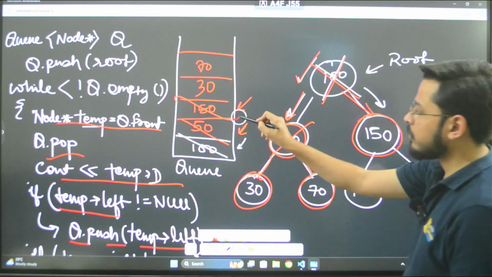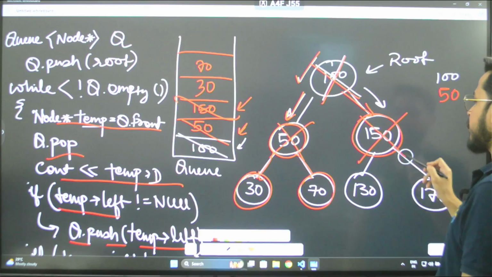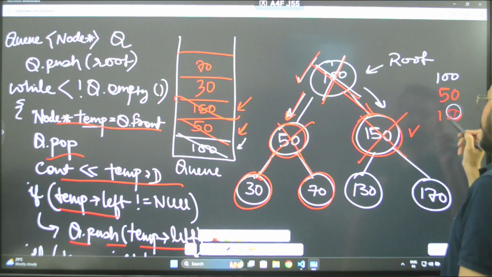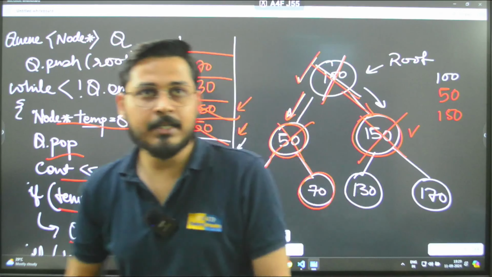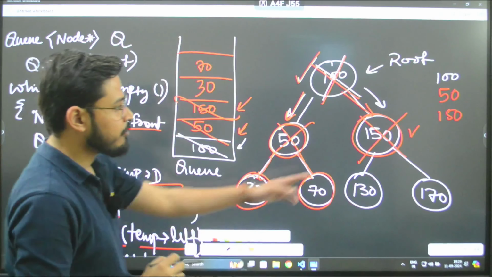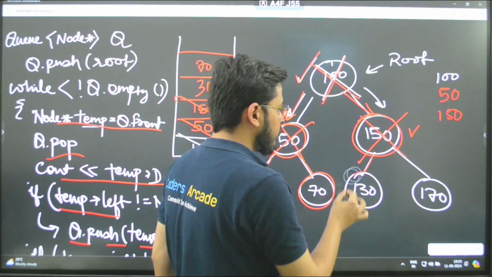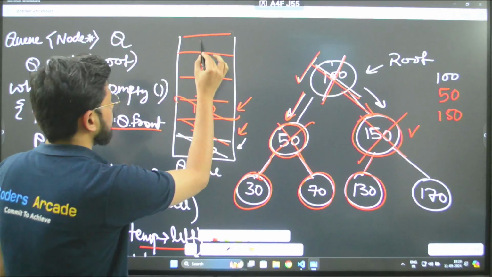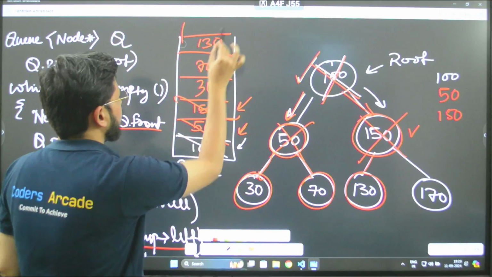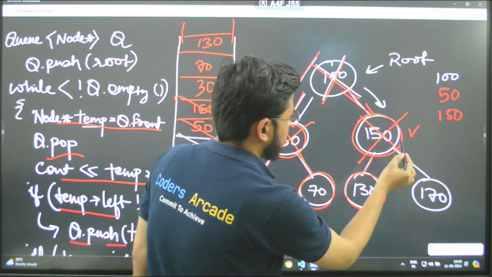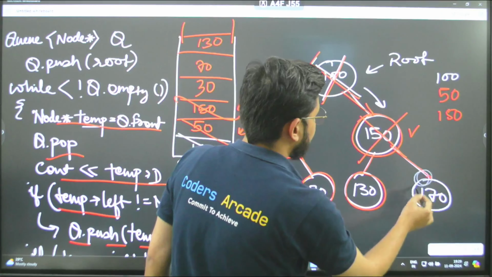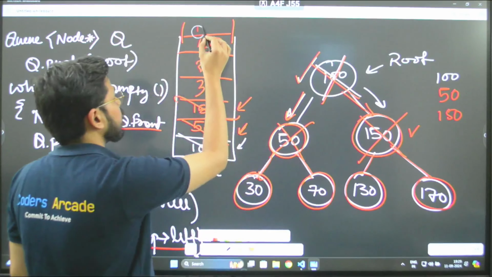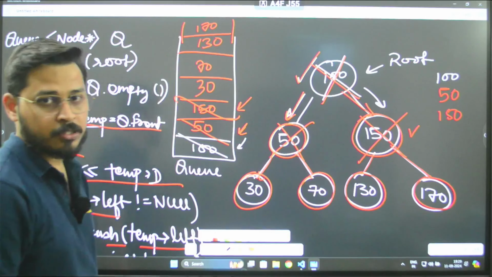We popped it out, we printed it out. So 150 is also printed in the answer. And then check if 150's left is not null. Yes, it is not null, it is present here. So add that into the queue. 130 is added, okay. And then check its right hand side. If it is not null, push that into the queue. So all these elements are pushed.